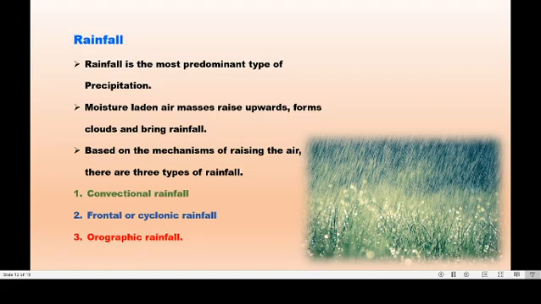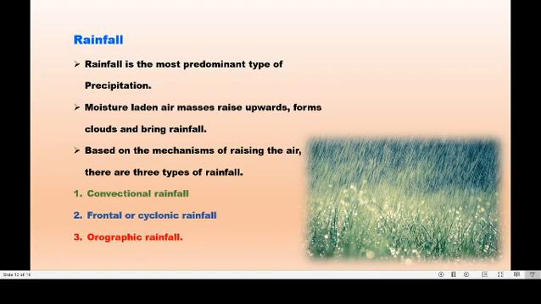So as I told you earlier, the most widespread form of precipitation is known as rain, and that is what we call rainfall. This rain is the most predominant type of precipitation, where we can witness this form of precipitation everywhere. But in a few places, we could witness hail, snow, and sleet.